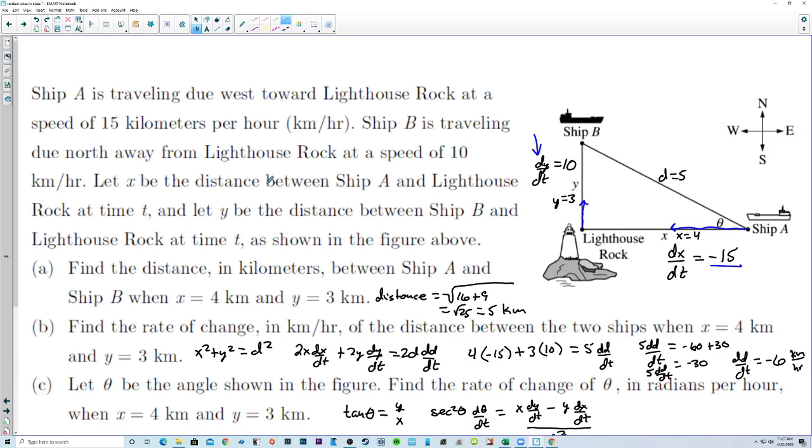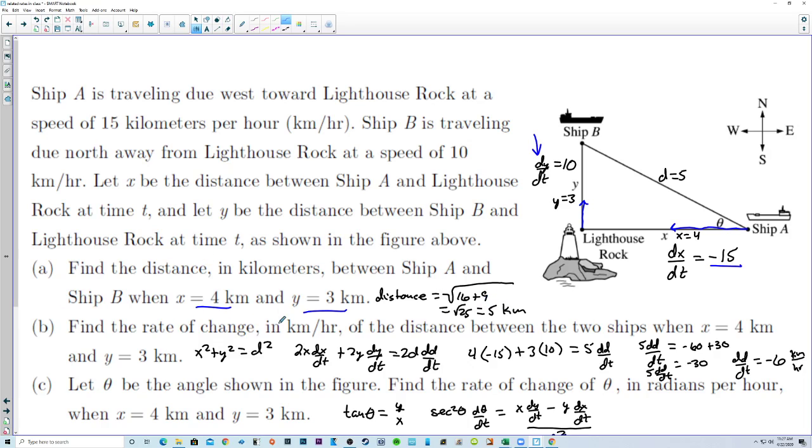All right, let x be the distance between ship A and Lighthouse Rock at time t, and let y be the distance between ship B and Lighthouse Rock at time t, as shown in the figure. Letter A, find the distance in kilometers between ship A and ship B when x is 4 and y is 3. Well, this is hardly calculus. This is just the Pythagorean theorem, so 5 kilometers.